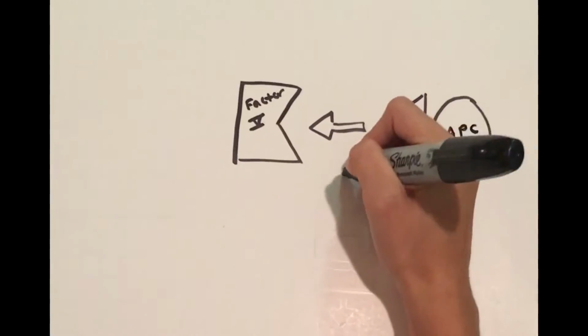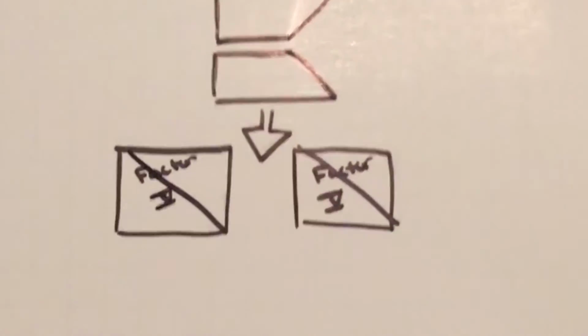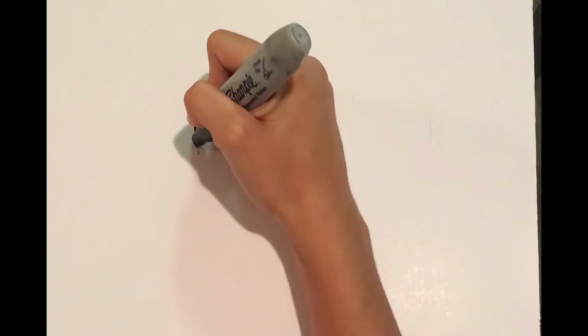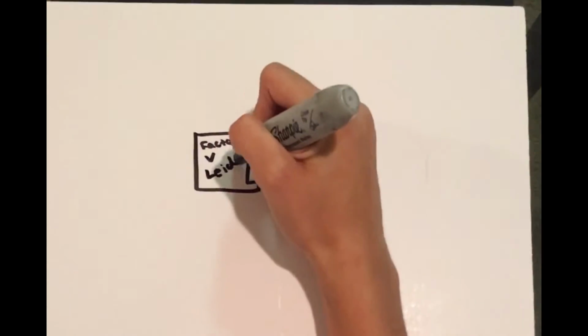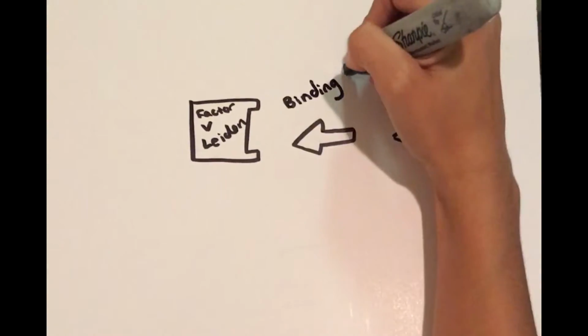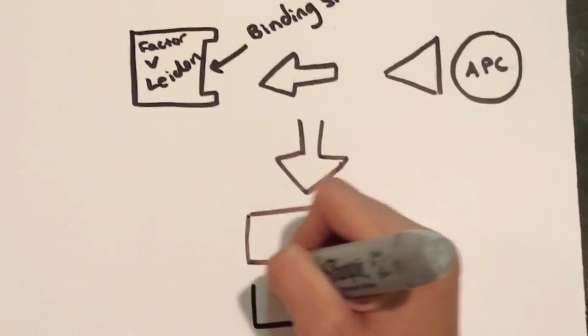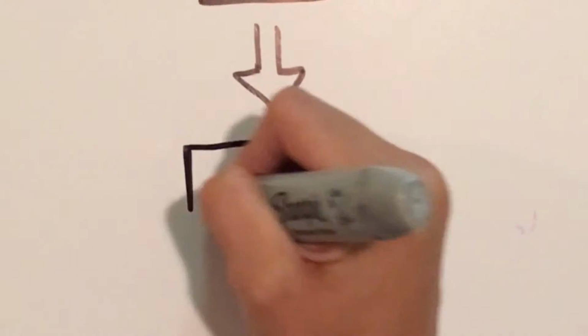Here we are able to see that APC binds to the binding site on factor V and is able to cleave it into two inactive fragments. But here with the factor V Leiden mutation, you can see that the shape of the binding site on factor V has changed. APC now takes a lot longer to inactivate factor V Leiden.